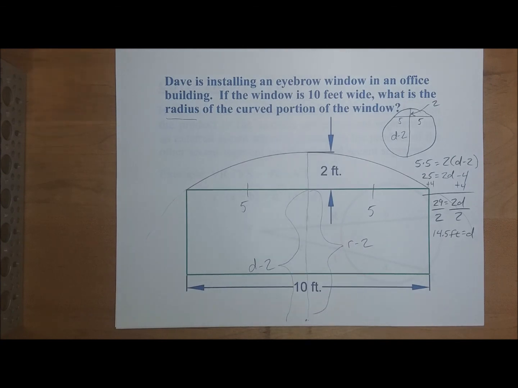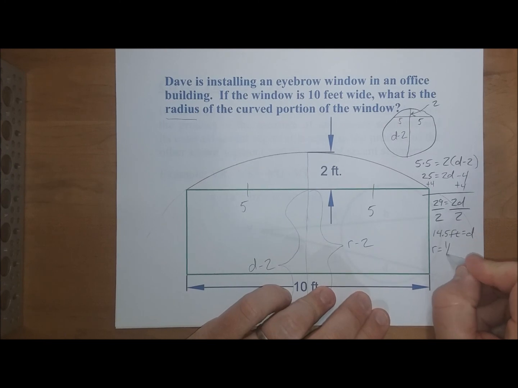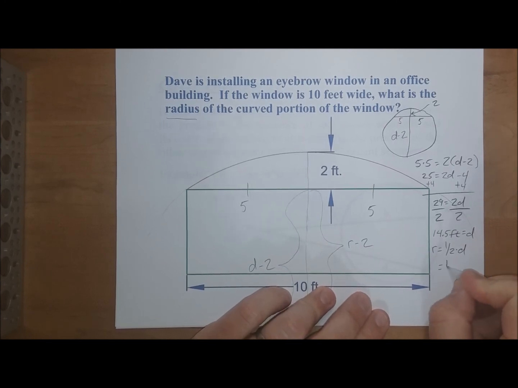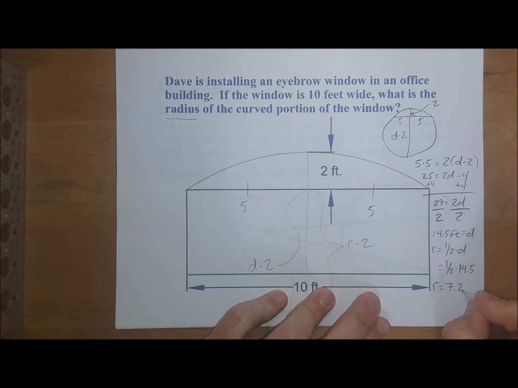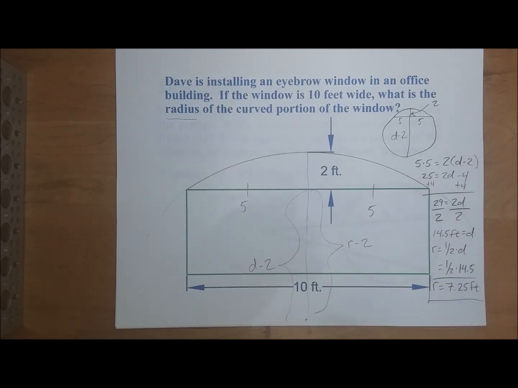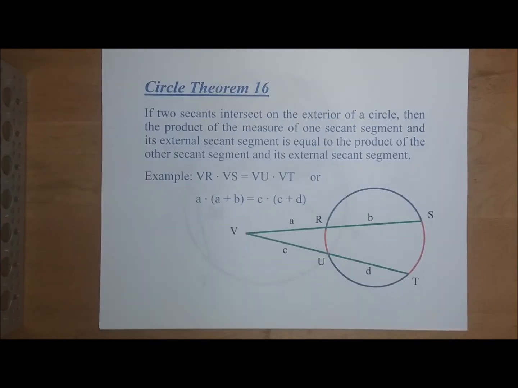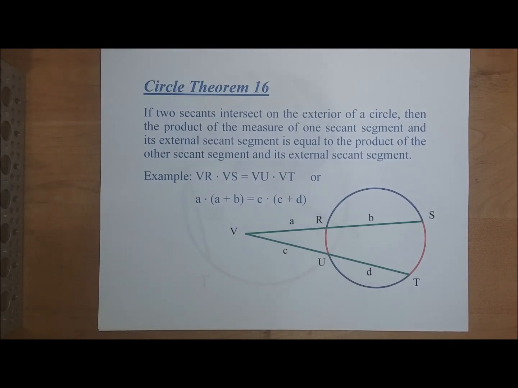Okay, if that's the diameter, what's the radius? The radius equals 1/2 the diameter. It's going to be 1/2 times 14.5. Our radius equals 7.25 feet. Good. All right. Good work, Dave. Okay, that brings us to circle theorem 16.